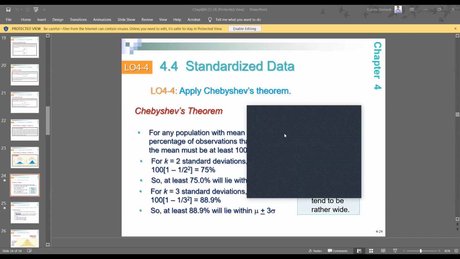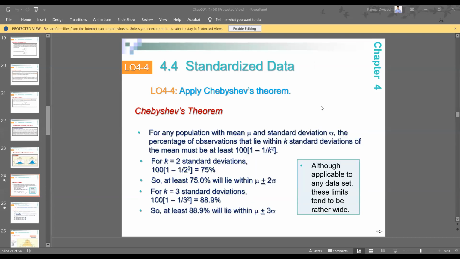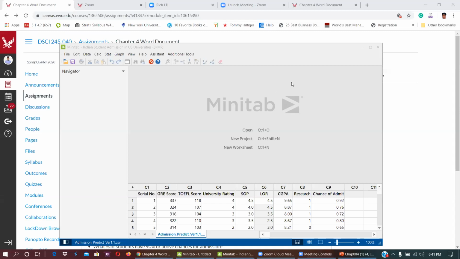Can you see this? Please move this window away from the shared application. Okay, let me do one more time. I think something is wrong here. Screen. Can you see my Minitab now?